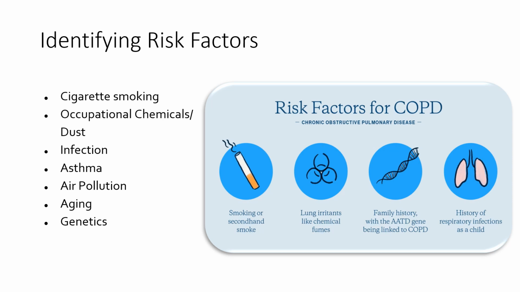Infection. Chronic infection can damage your lungs over time. We're talking about people who get a lot of upper respiratory infections or lower tract respiratory infections, like pneumonia and bronchitis. A lot of times these people have some other underlying issue going on, such as cigarette smoking, which increases your risk of lung infection, or asthma.